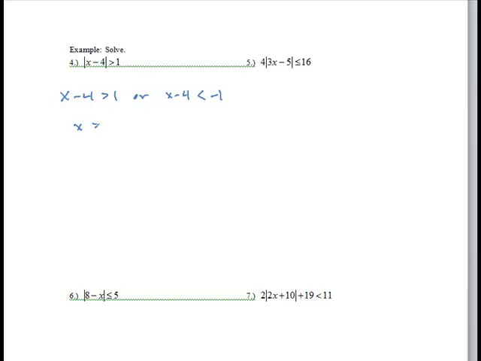Add 4 to both sides. X is greater than 5, or X is less than 3. Graph it. And write the answer in interval notation.